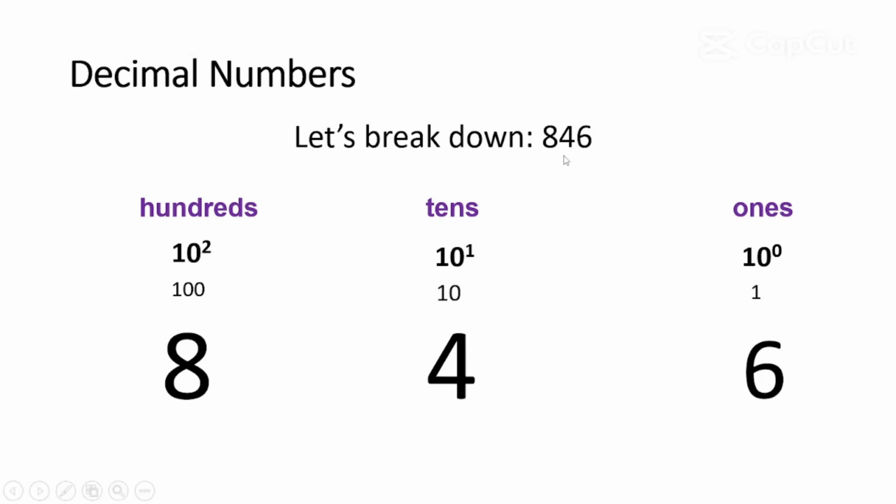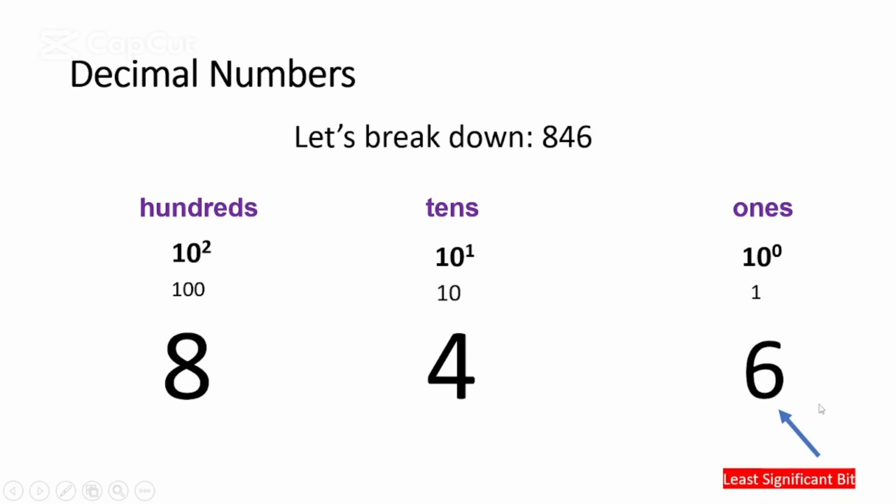Back in our elementary years, we learned about place values. The ones place carries a value of 10 raised to the power of 0, which is equivalent to 1. The tens place represents a value of 10 raised to the power of 1, which is equal to 10. And the hundreds place carries a value of 10 to the power of 2, which is equal to 100.